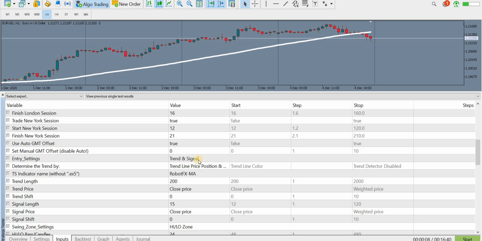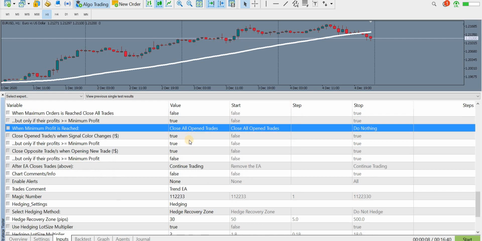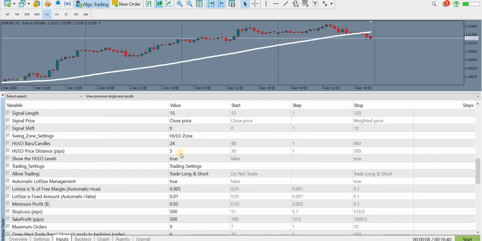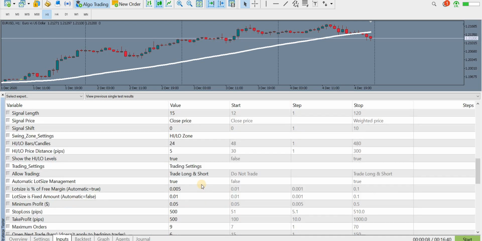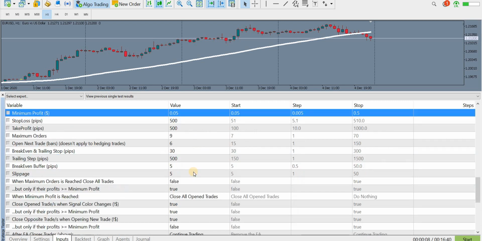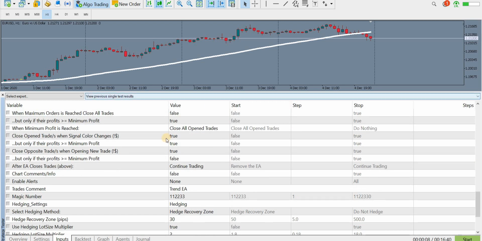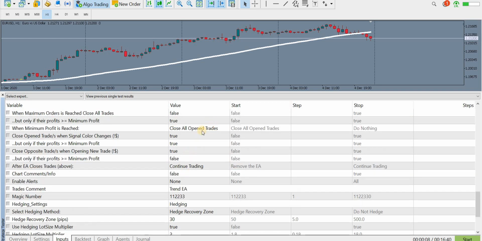So if you have on the chart a losing buy and a winning sell, you might want to close both of them when their profits reach that 0.005 that I have set here, the minimum profit input, or whatever value you want to choose here. Where are we?